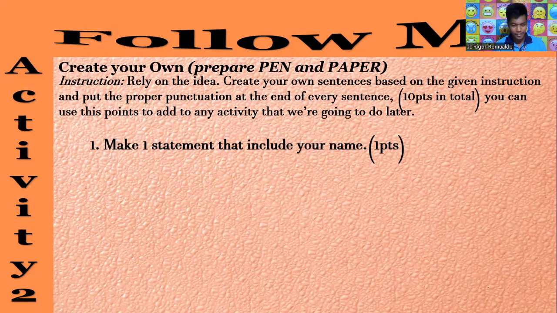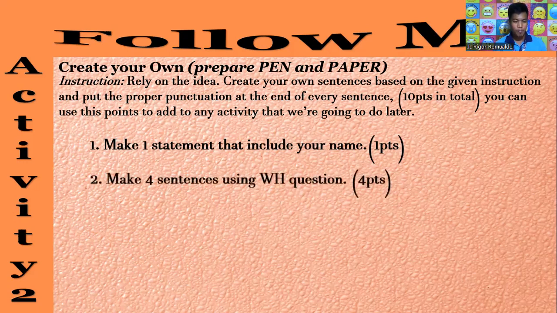Are you done? Okay, let's proceed to number 2. Make 4 sentences using WH question. So this is equivalent for 4 points. So what you're going to do is to make four sentences using WH question. What are those WH question? What, when, where, why, and how.